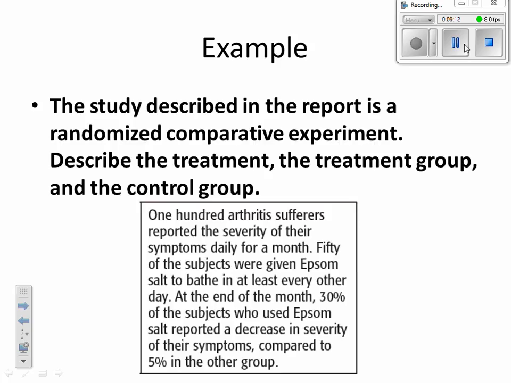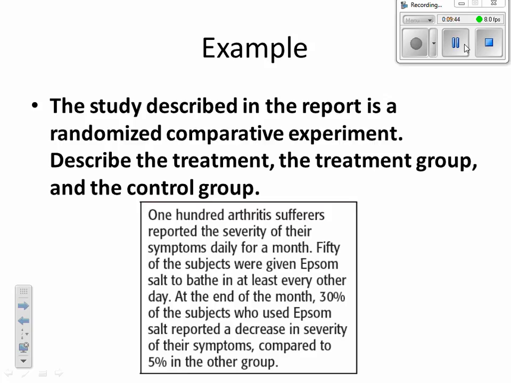Okay, so the treatment that's actually being given to these arthritis patients is, some of them are randomly chosen to bathe in Epsom salt. Okay, the treatment group are the ones that were chosen. The control group are the arthritis sufferers who continued to report their symptoms, but they didn't take the Epsom salt bath.